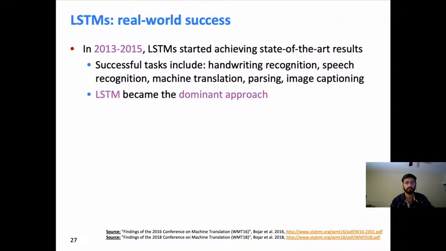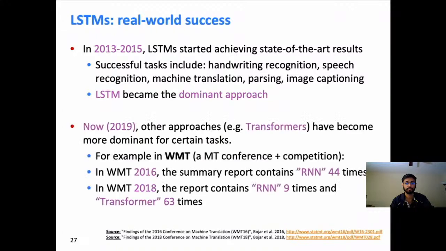However, today, in 2019, things change pretty fast in deep learning. Other approaches, for example transformers, which you're going to learn about later in the class, in some of these application areas seem to have become the dominant approach. To look into this, I had a look at WMT, which is a machine translation conference and also competition where people submit their MT systems to be evaluated. I looked at the summary report from WMT 2016, and I did a quick Control F and found the word RNN appeared 44 times.